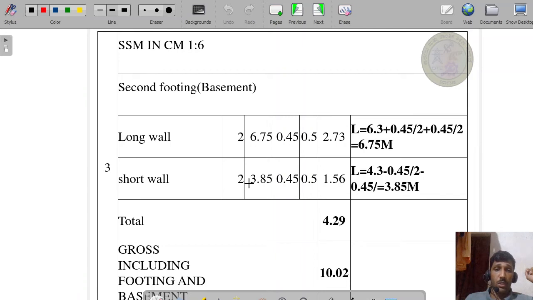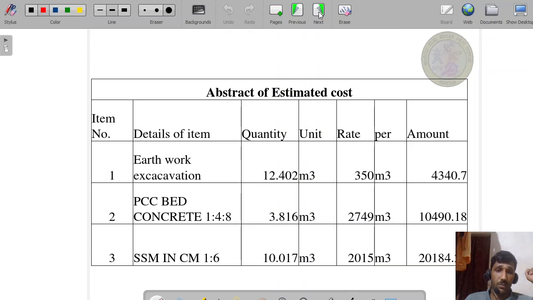Now short wall, two numbers and length once again, center to center length 4.3 meter minus half of the breadth by 2, 0.45 by 2 minus 0.45 by 2 is equal to 3.85 meter. And breadth is 0.45 meter and depth is 0.5 meter. By multiplying all these columns, you will get 1.56 meter cube. Next, adding these two, total quantity becomes 4.29. Now total SSM quantity, first footing plus second footing, say basement footing, grand total becomes 10.02 meter cube. In this way we are going to compute the quantities of the items.